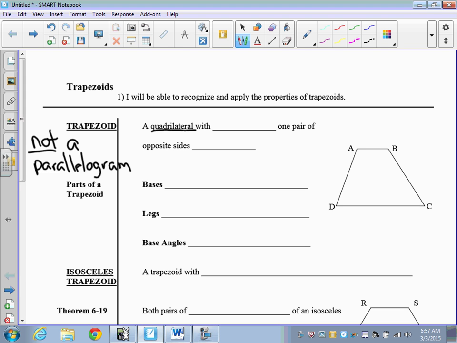So a trapezoid is a quadrilateral with only one pair of opposite sides that are parallel. So you should remember we talked about parallelograms that had two pairs of opposite sides. It was also a quadrilateral that are parallel. So we have these two opposite sides that are parallel and two opposite sides that are not parallel. So the bases are the parallel sides.